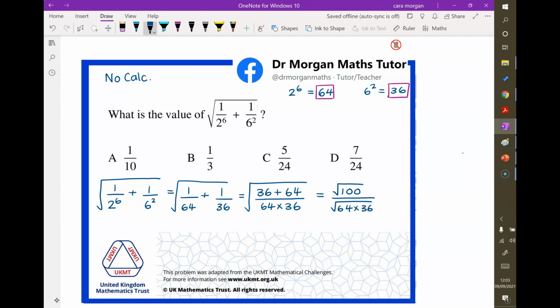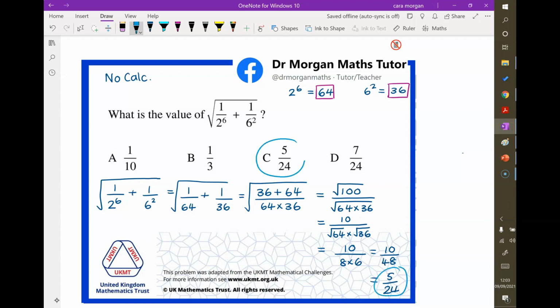Now, there's quite a nice little law here. So the square root of 100 is just 10. Now, I can break up the square root of 64 multiplied by 36 as the square root of 64 multiply root 36. That's one of the rules of surds. So I've got 10 over 8 lots of 6, and that's 10 over 48, and I'm just going to simplify that. 5 over 24.